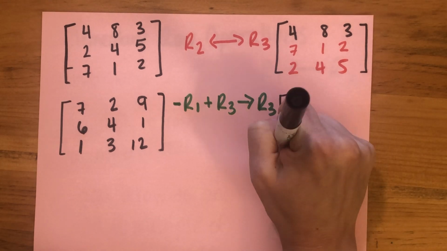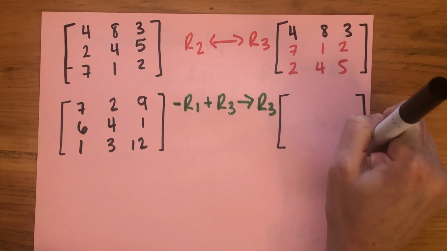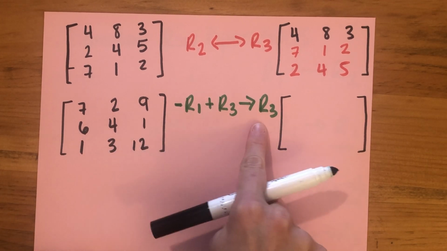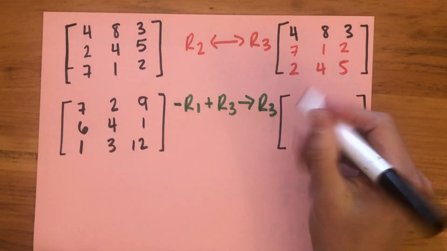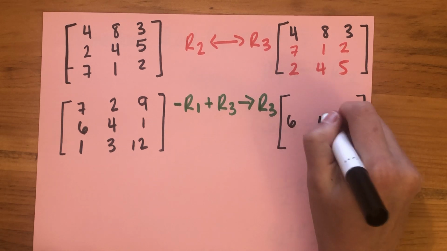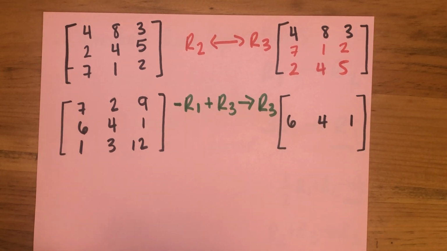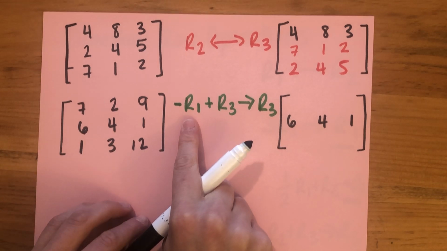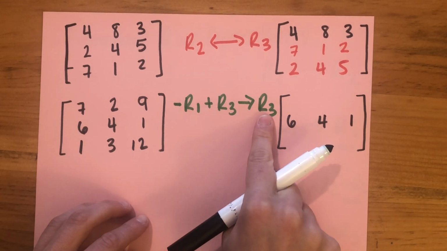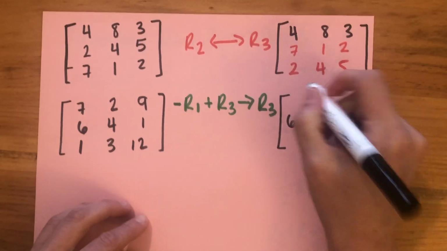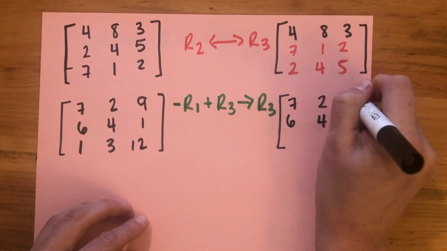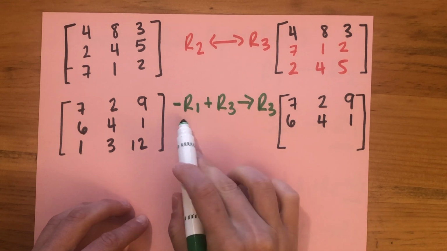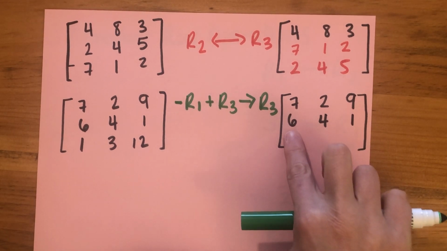All right, so first thing I'm going to do is write down what is staying the same. Well, R2 is clearly staying the same because it's not even in our operation. So we're going to keep row 2 as 6, 4, 1. Now, even though we're using row 1, it's actually staying the same because we're moving everything to row 3. So 7 to 9 stays the same.